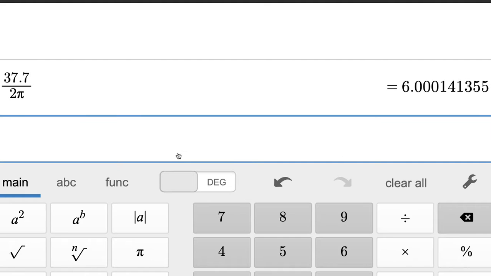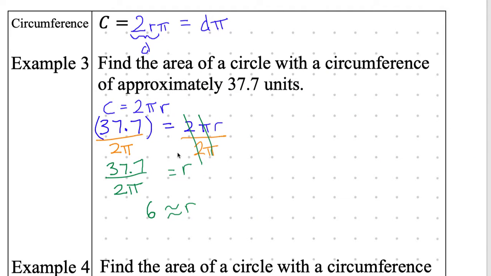All right, so I'm going to come back. So I know my radius. What's my next step? Regurgitate it back to me. What am I trying to do here? What is the whole goal? What is the question asking from me? And then tell me how to do it.